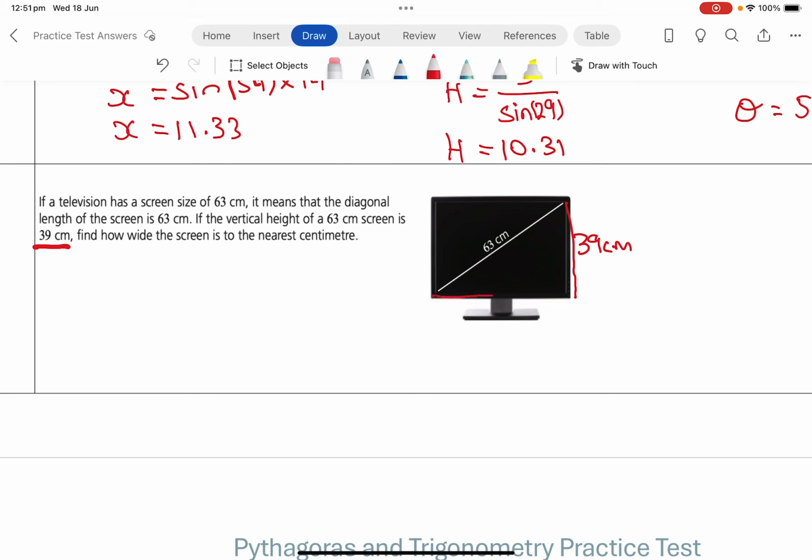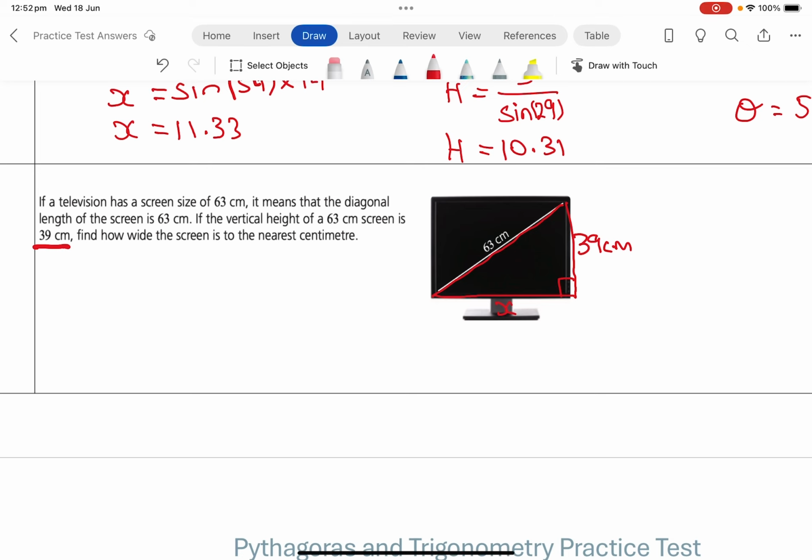Well, how wide it is would be that distance there. So we want to find that. We know that this bit here is 63 centimeters. We know that bit there is 39. What do you know? That's a right angle there in the TV because it's a rectangle. Now all I have to do is find x.